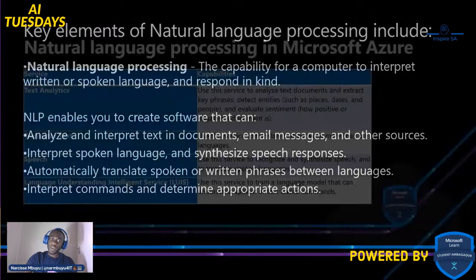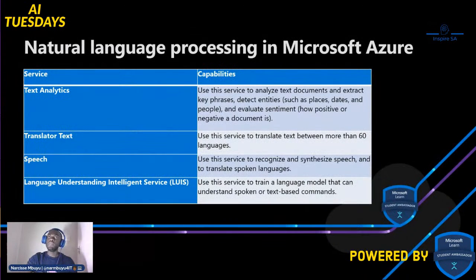So moving on, we're going to be looking at natural language processing on Microsoft Azure. There's text analytics, translator text, speech, and LUIS, Language Understanding Intelligent Service. For the past 2 or 3 weeks, we've covered text analytics. We've seen how to analyze text using AI. And now for today's session, we'll be starting with translator text, basically creating our own translator, as I said at the beginning.